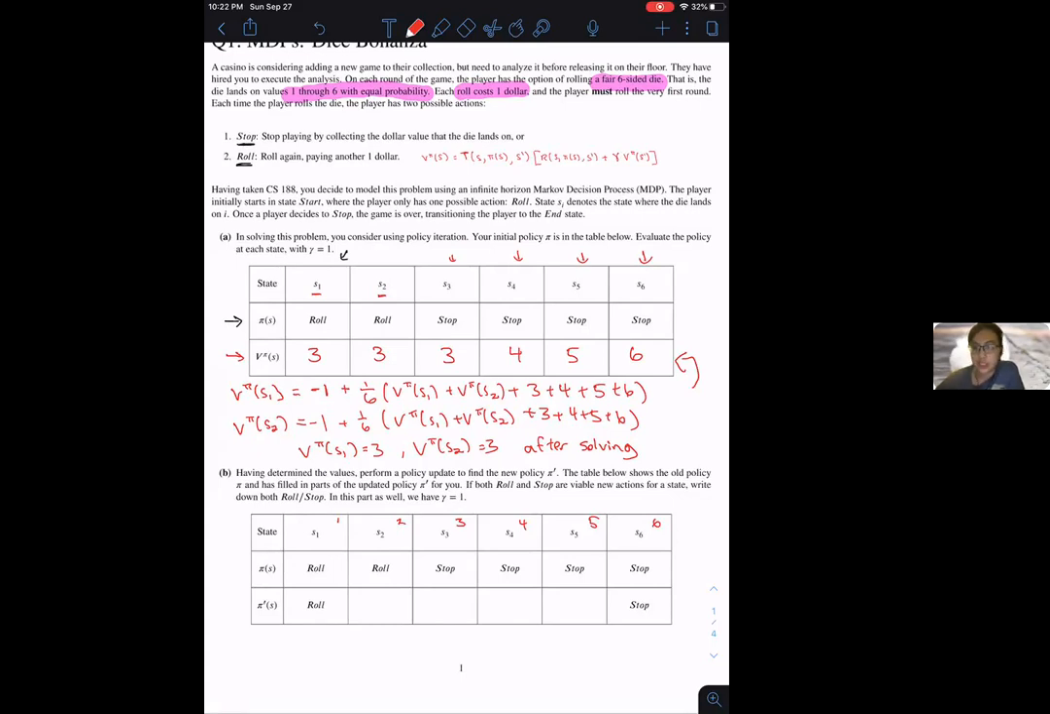Therefore, if we just look at the state numbers, we can observe that rolling is better for 2. Rolling and stopping are the same for 3. And then stopping is better for 4, 5, and 6.